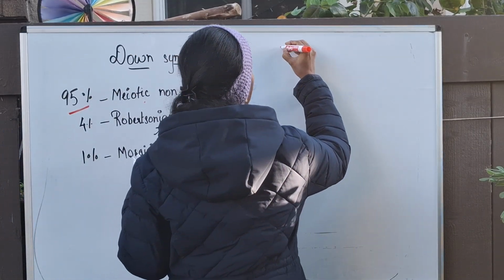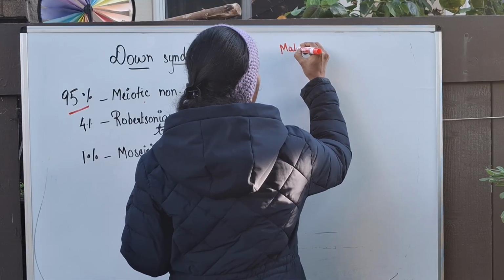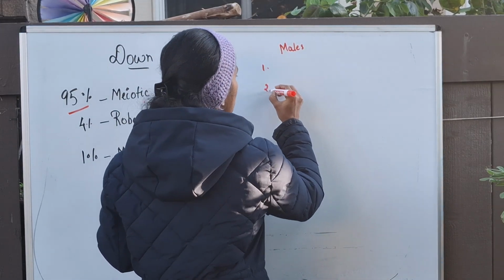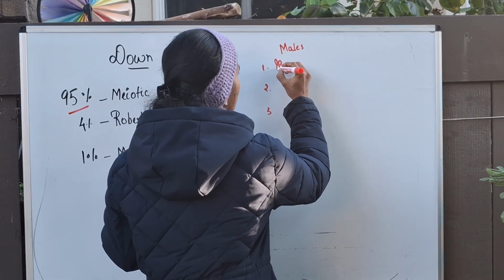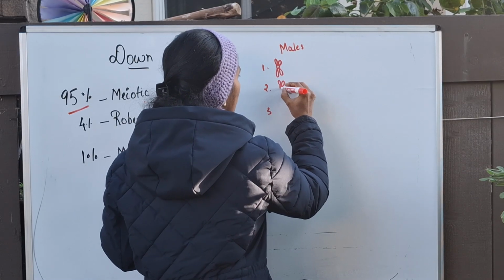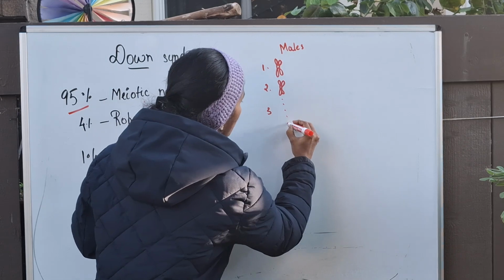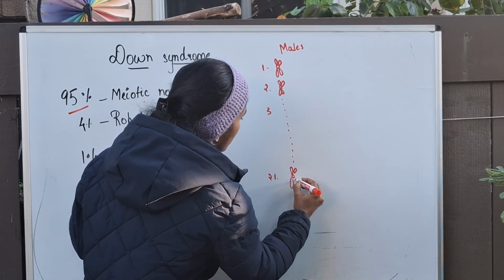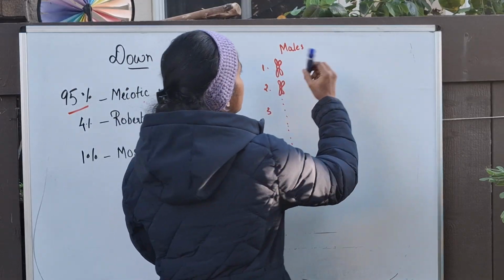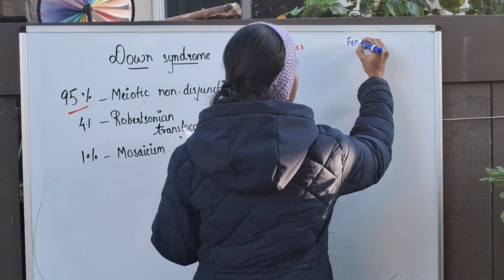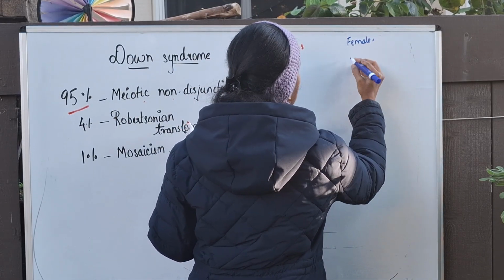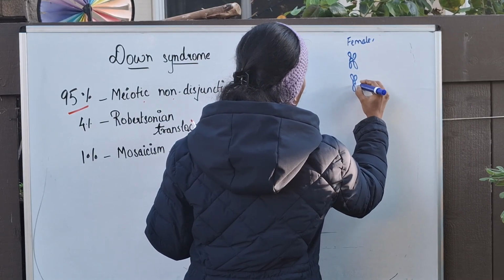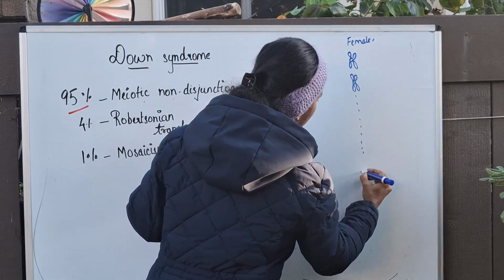So if we see the males, they have 23 sets of chromosomes, right? So this is 1, this is 2, this is 3. This is the first chromosome, this is the second chromosome, and we have 23. So let's focus on what we want. This is the 21st chromosome, and in females they also have 23 sets of chromosomes, and similarly we have 1, 2 and the 21st chromosome.